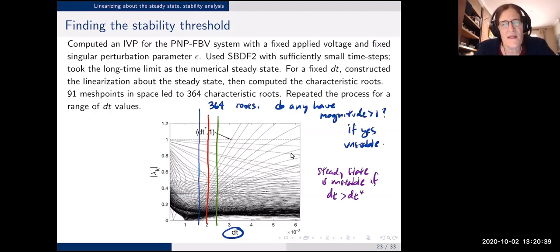But this picture right here is specific to the PNP FBD system. It's specific to the particular voltage I had. It's specific to the particular physical parameters I had. But when I fixed all that, I can determine for what values of dt the system is stable. And I can find that.